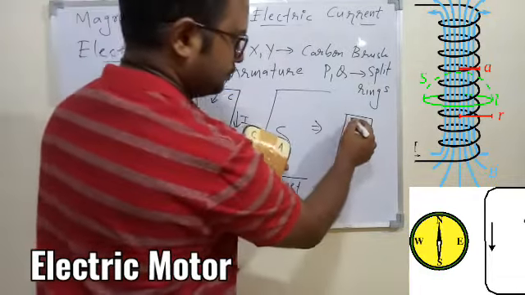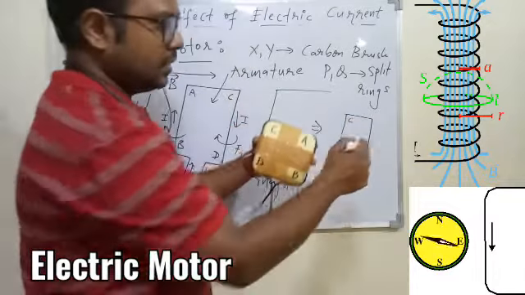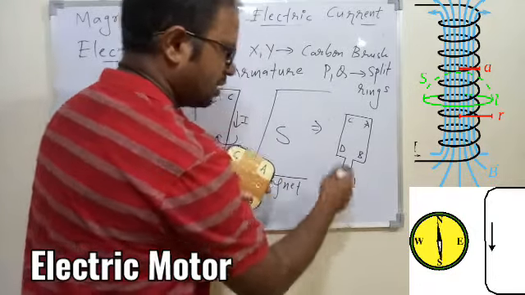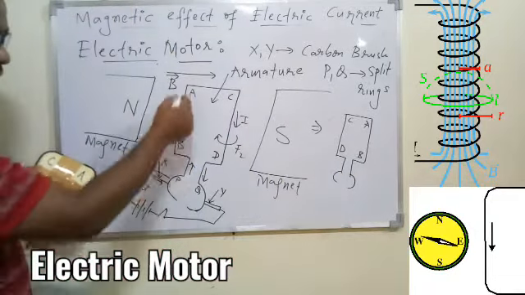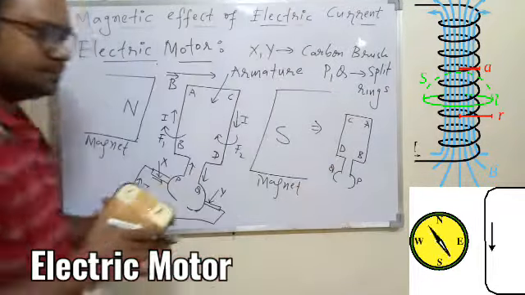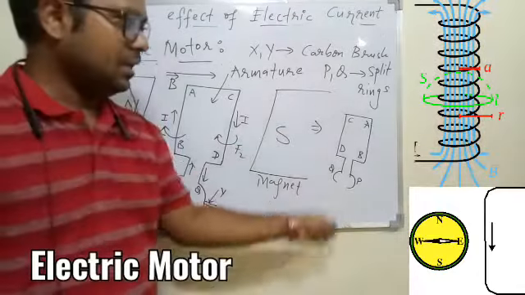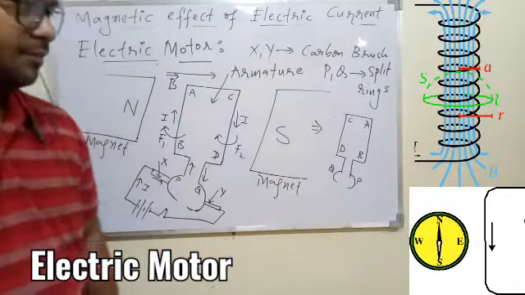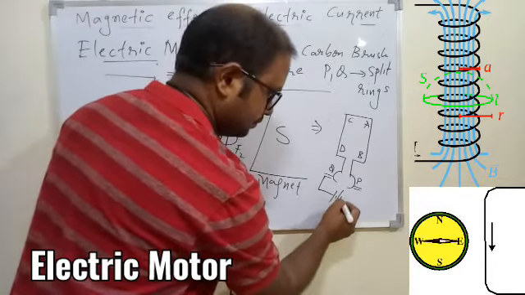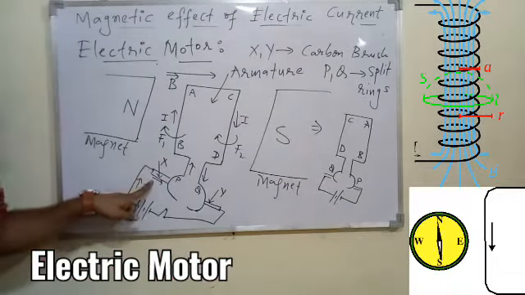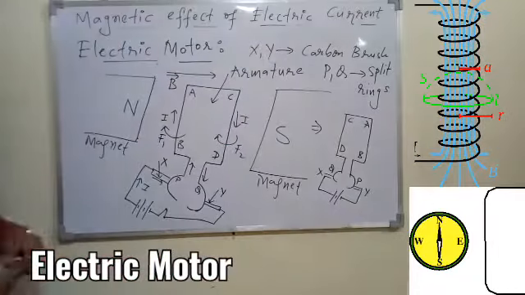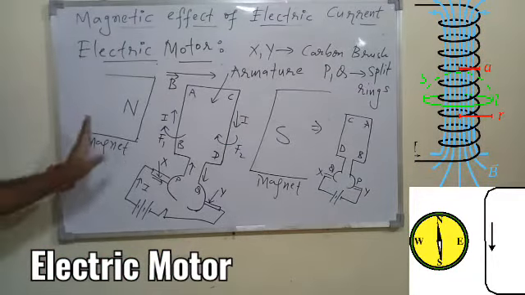CD will come to this side and AB will come to this side, and the ring will remain with the same. With AB, what ring do we have? P. So P will come to this side and Q will come to this side. Along with AB and CD, the ring will also change position. Now this will come in contact with the carbon brushes. But the carbon brush will not change position because that is fixed. So this is X and this is Y. I hope you understood this much.